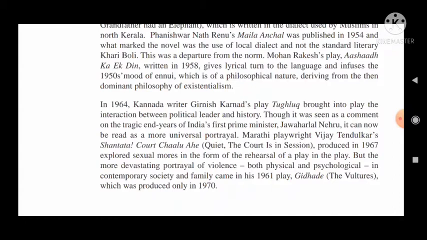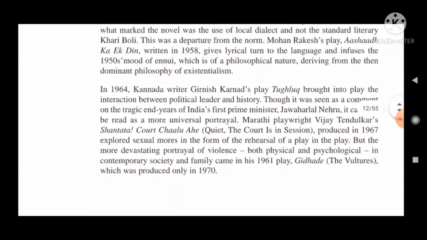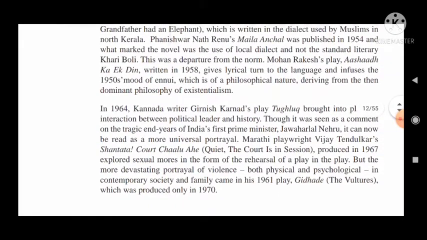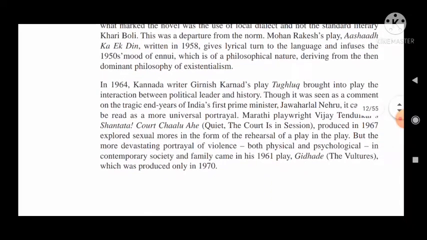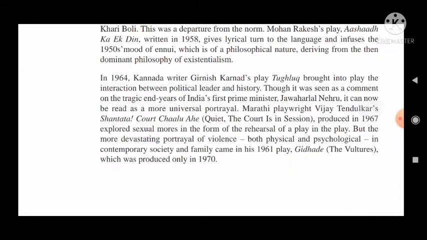Mohan Rakesh's play Ashadh Ka Ek Din, written in 1958, gives a lyrical turn to the language and imposes the 1950s mood of the philosophical nature deriving from the then dominant philosophy of existentialism.